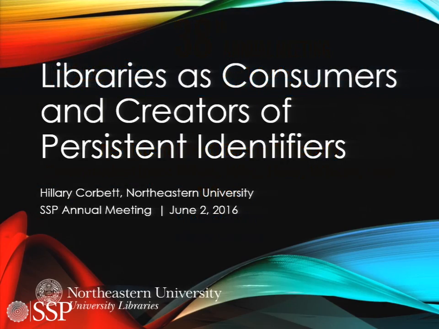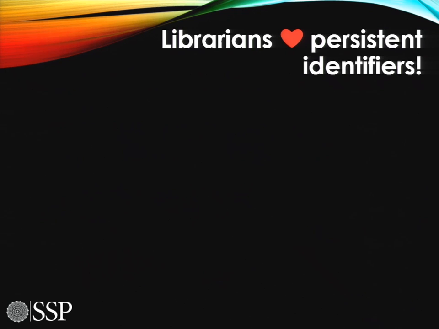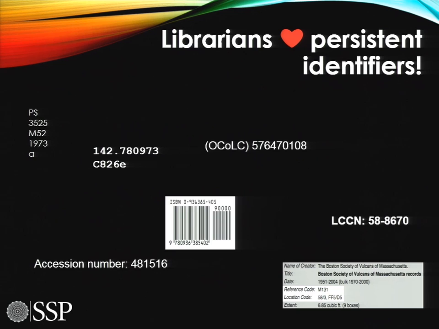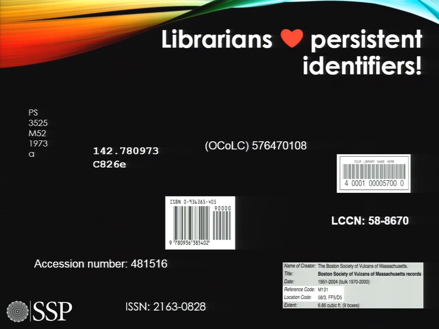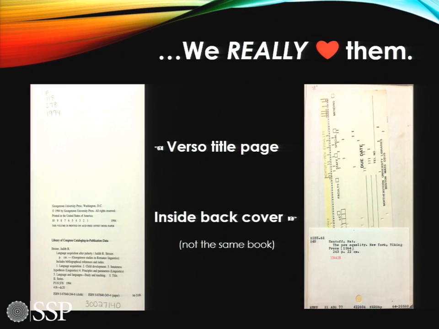So thank you to Christine Orr for pointing out something that every librarian knows. We love persistent identifiers. We love to organize information. These are just some examples of traditional persistent identifiers. I should note that OCLC is about to hit its 1 billionth number. That's 1 billion individual records in its database, and that is a lot. We really love persistent identifiers.